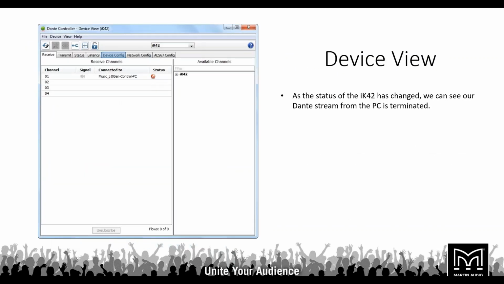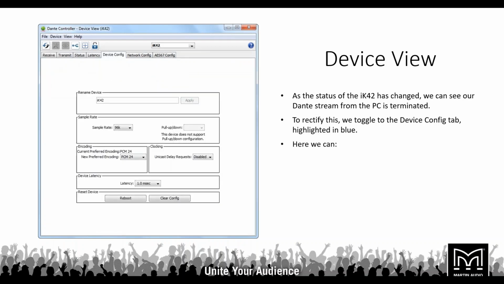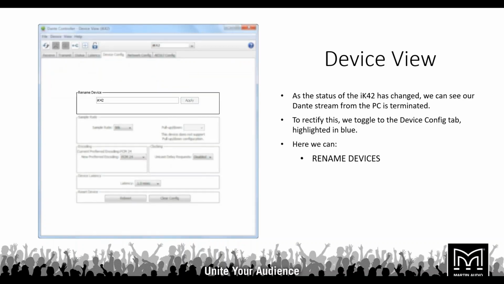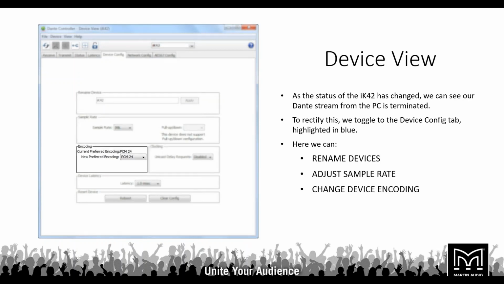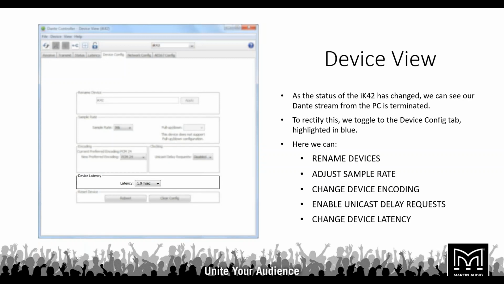So coming in here, we can see that the Dante stream from the PC is terminated. To rectify this, we're going to go to the device config tab, which is highlighted in blue there. And in this page, we can do quite a lot. We can rename the device, change the sample rate, change the device encoding, enable unicast delay requests, change the device latency, and reset the device.